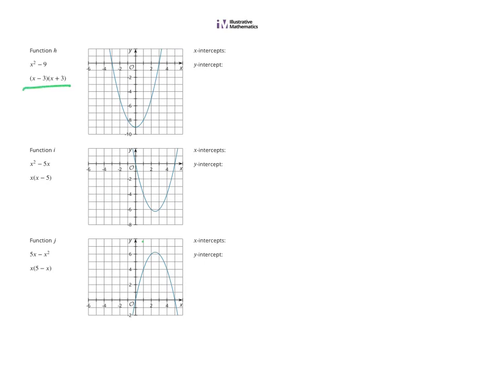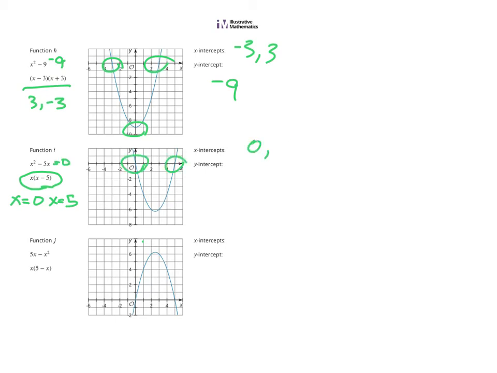If I go here, it looks like my x-intercepts are going to be 3 and -3. My y-intercept is going to be -9. Okay. Here it looks like my x-intercepts are going to be 0 and 5. My y-intercept is going to be 0, and let's look at how it shows up. Yep, 0 and 5 and 0.